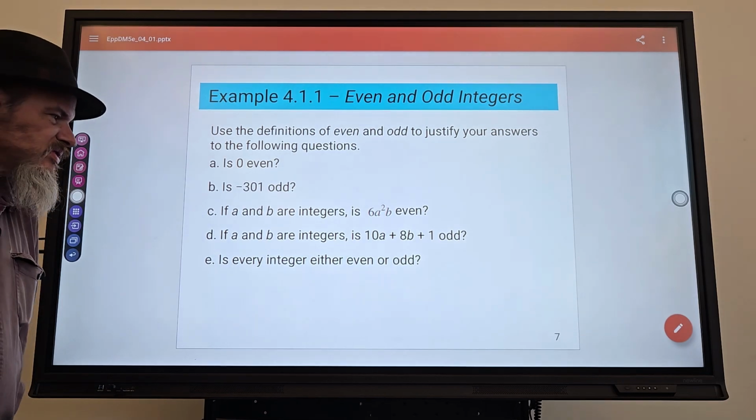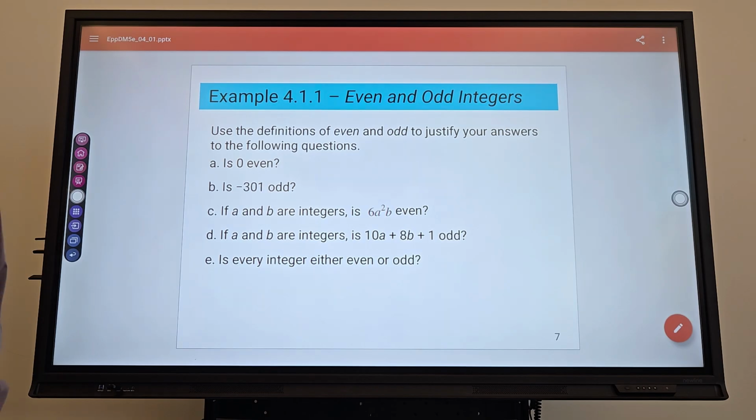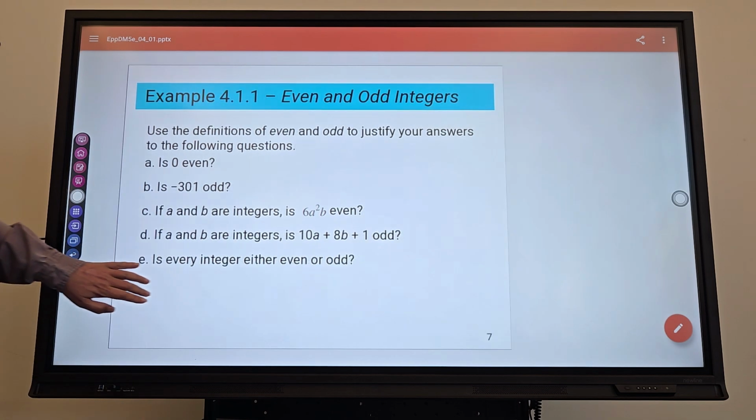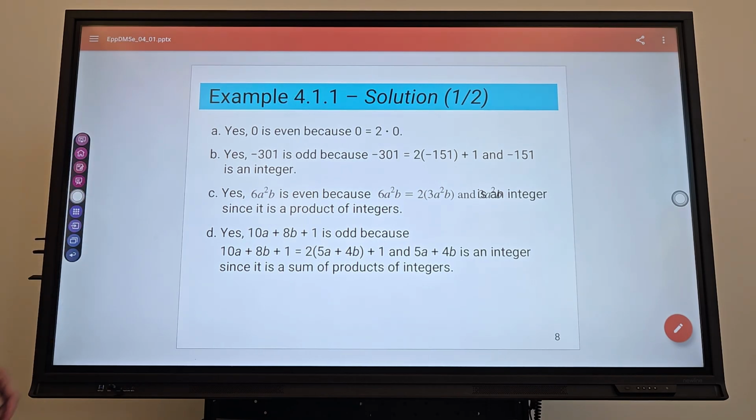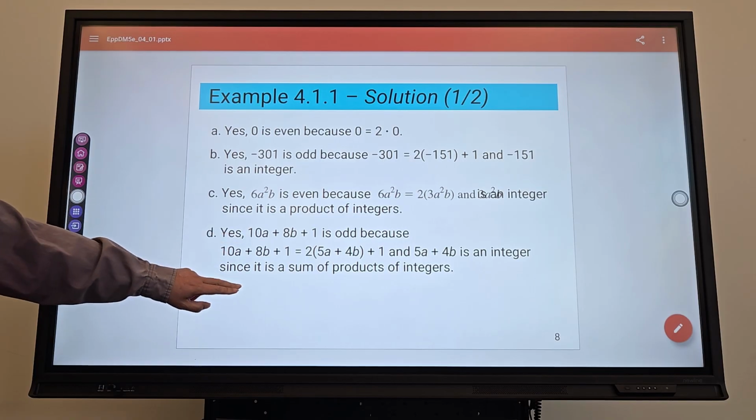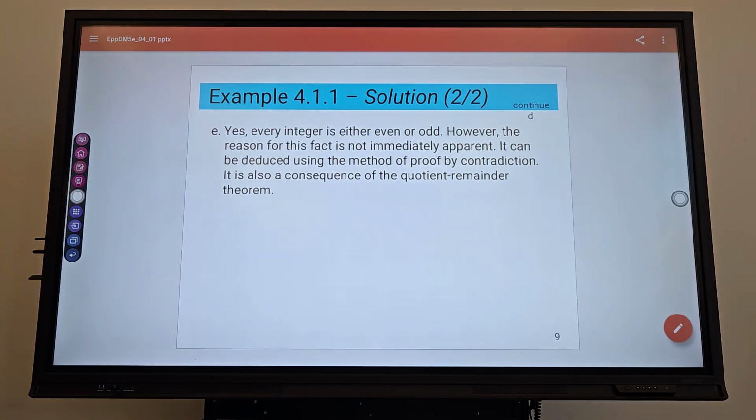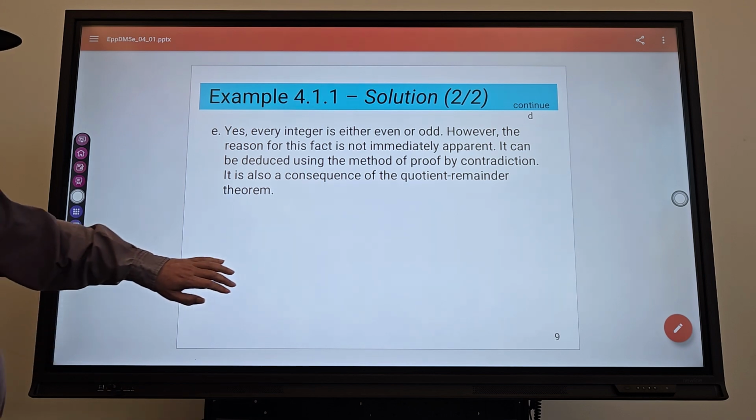Is every integer either even or odd? Yeah, there's no oddball sitting out there that's neither one or the other. Yes, every integer is either even or odd. However, the reason for this fact is not immediately apparent. It can be deduced using the method of proof by contradiction. It is also a consequence of the quotient remainder theorem, which we will get to later.